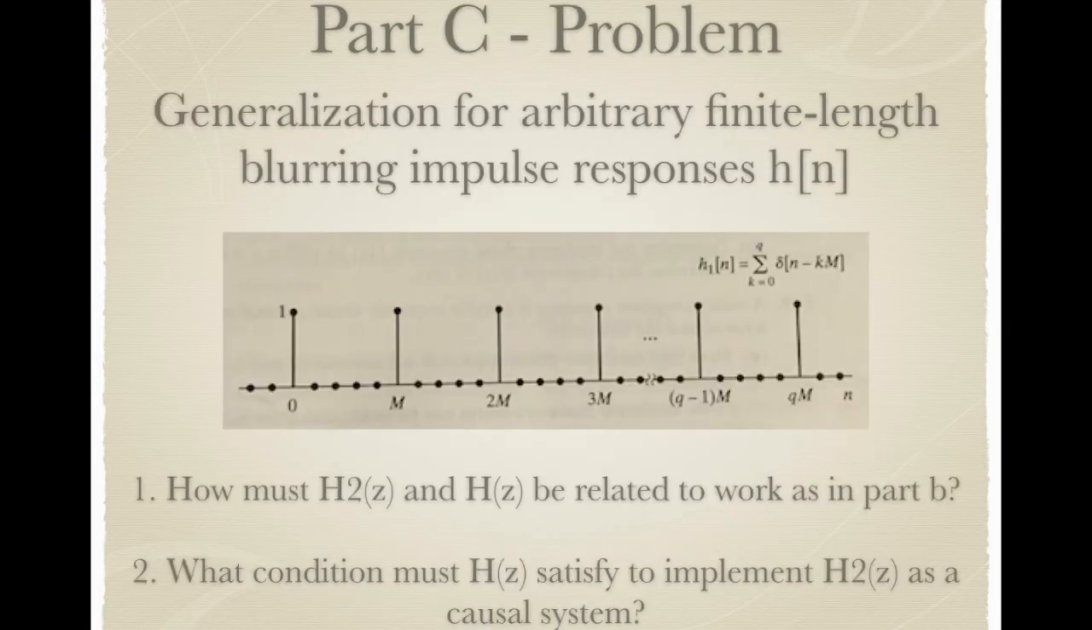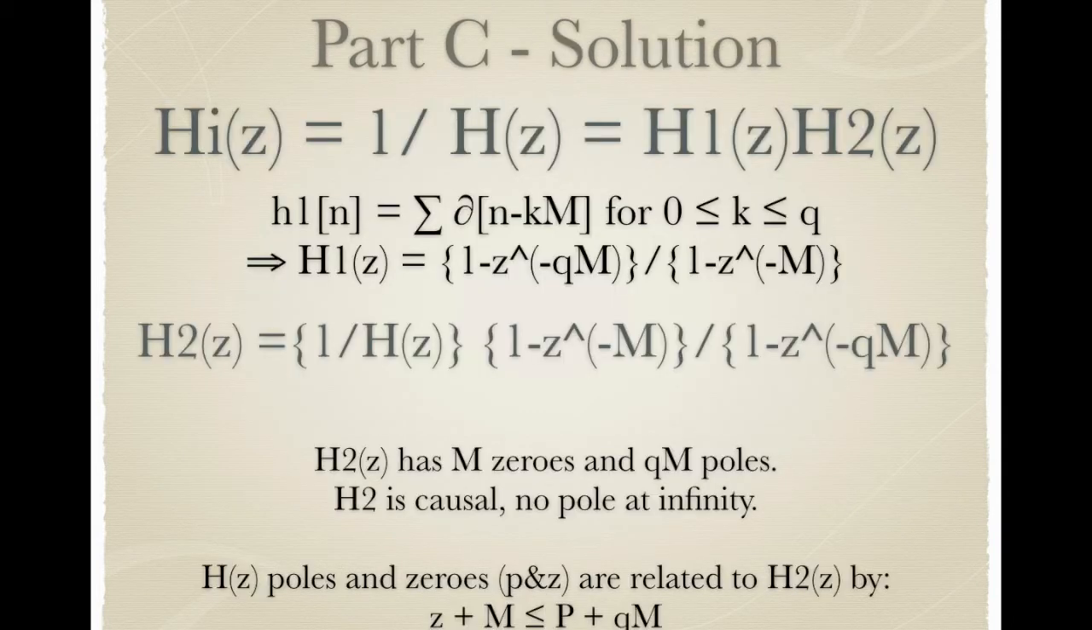Part C says, let us now attempt to generalize this approach to arbitrary finite length blurring impulse responses h[n]. Assume only that h[n] is equal to 0 for n less than 0 or n greater than or equal to M. Further, assume that h1[n] is the same as in figure 5.65-4. What condition must H(z) satisfy to implement H2(z) as a causal system? H inverse of z is equal to 1 over H(z), which is also equal to H1(z) times H2(z) because convolution is multiplication in the z domain.